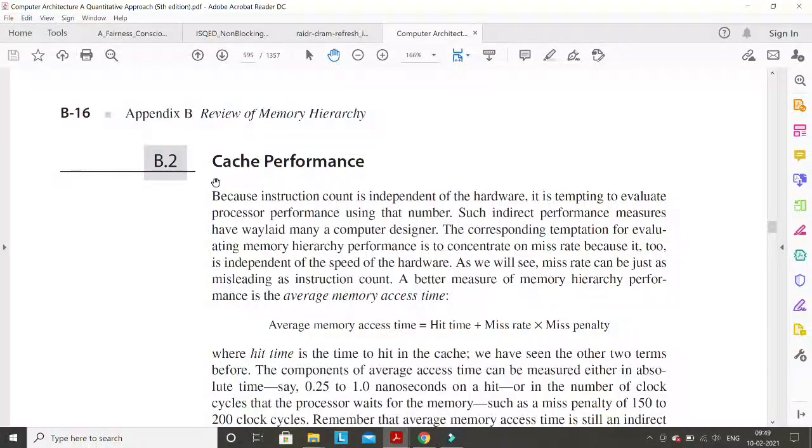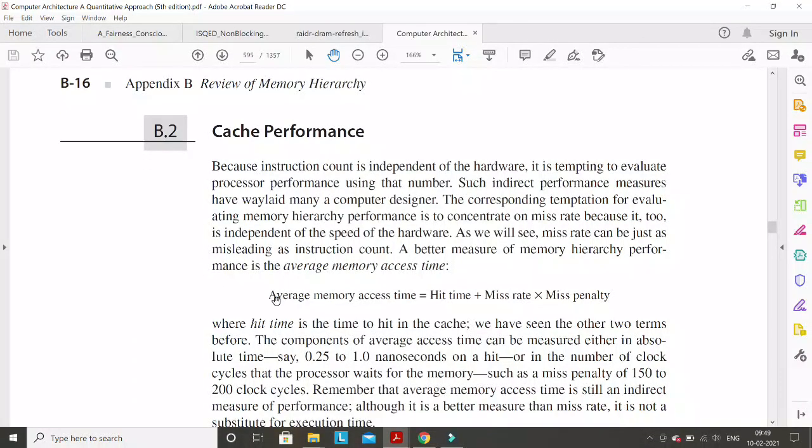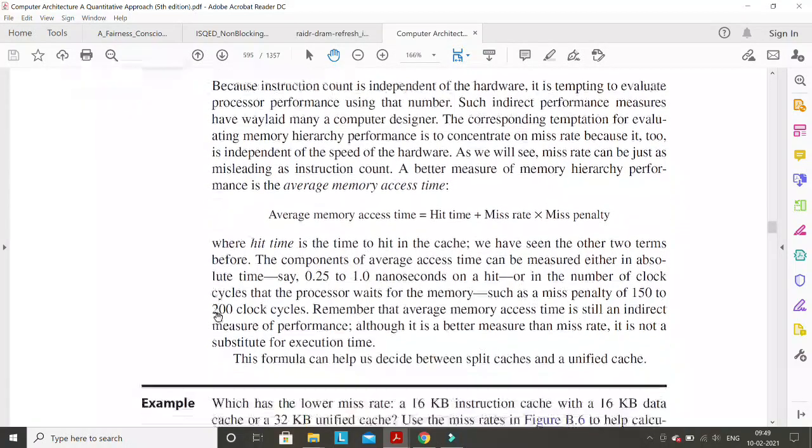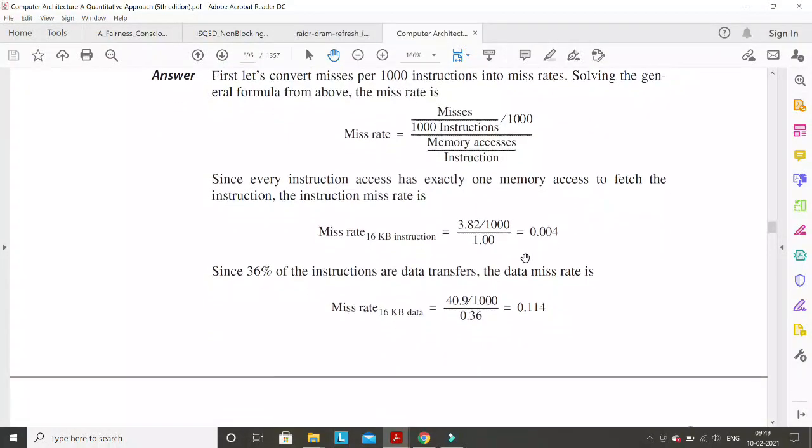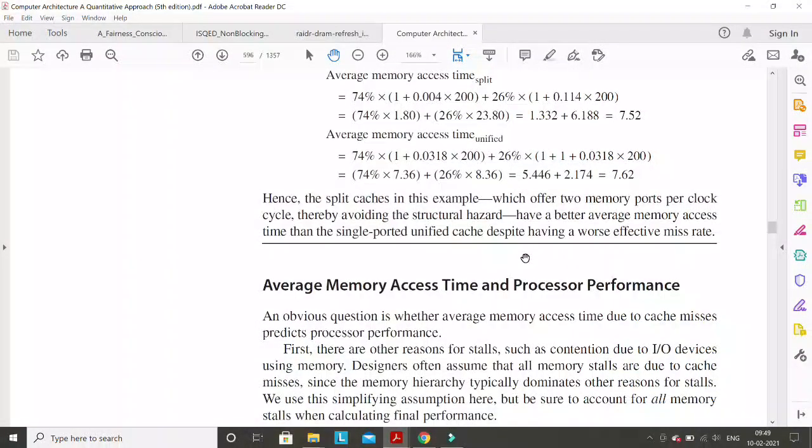Then coming to cache performance, this section is very important again. You have to understand all the formulas again here. For example, the average memory access time, I have already explained it, but it is written here in more detail. There are some mathematical solutions also here. Try to understand these problems.